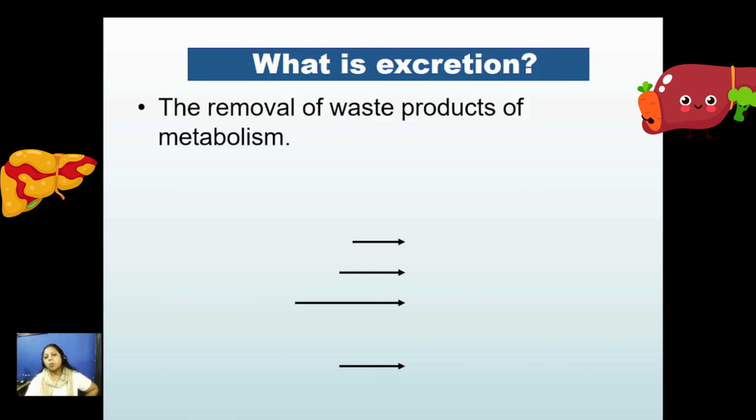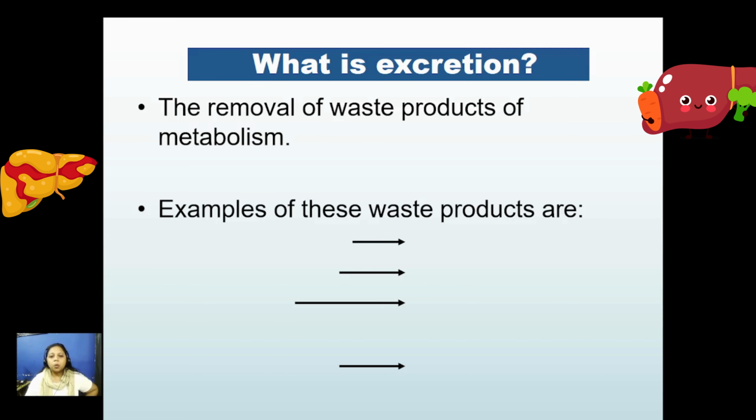It is the removal of waste products of metabolism. Now, what is metabolism? It is the different reactions taking place in our body. So number one is carbon dioxide. There is exchange of oxygen and carbon dioxide in the alveoli. Now, how is the carbon dioxide formed? The carbon dioxide is formed as a result of respiration. So it's a metabolic reaction.